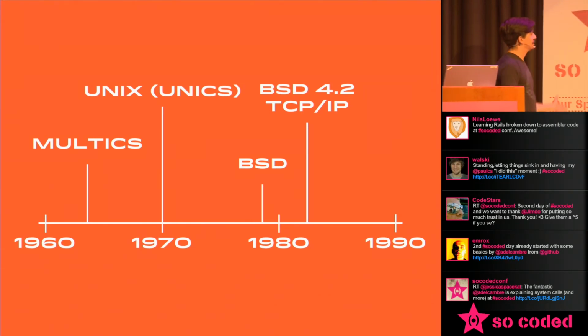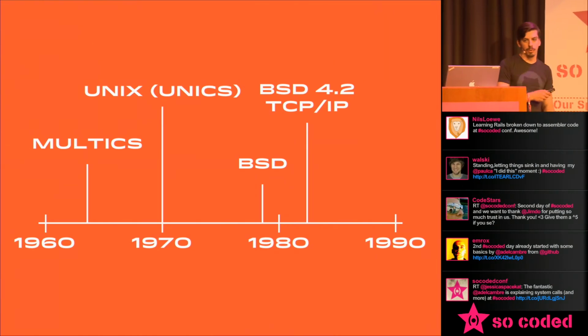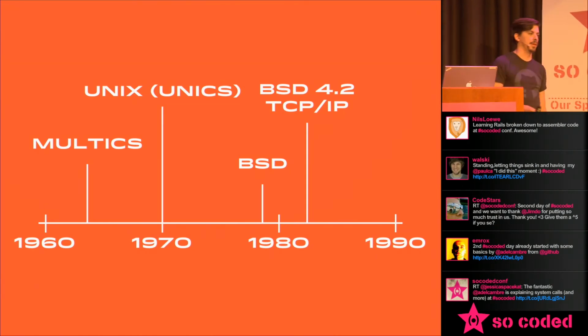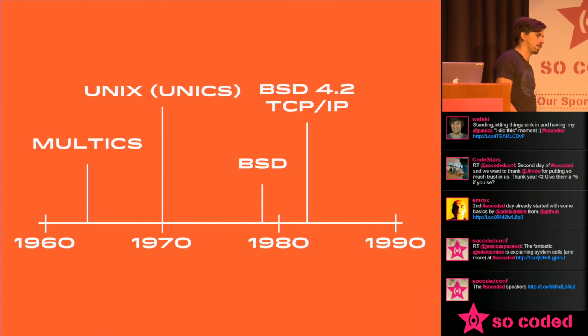So after BSD 1 came out, 5 years later, in 1983, BSD 4.2 came out, and this was right around the time that the standards for TCP/IP were getting finalized, and the first TCP/IP stack was implemented in BSD 4.2. And the API that they came up with was the sockets API that, to this day, is still the API that we use.